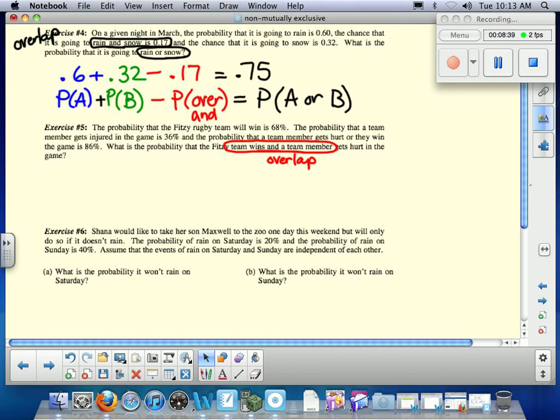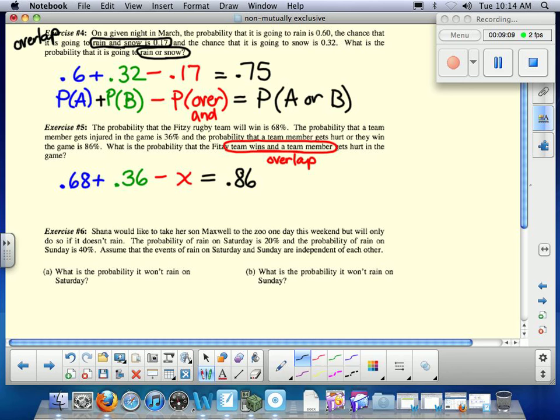So, let's jump in here. What's the probability that we're going to win? 0.68. What's the probability that someone's going to get hurt? Do we know the overlap? We don't know the overlap. But we do know the final outcome, the OR situation, is our 86. Questions on that one?